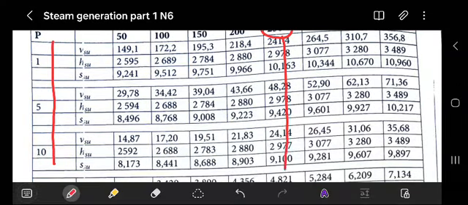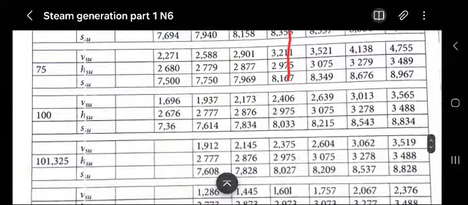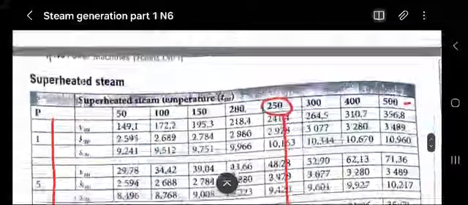We'll go like this until we reach the pressure of 100. Here is the pressure of 100. Here we have H superheated. Where the line meets will be that one. This line will meet here. That means that will be the enthalpy. Here's our enthalpy, 2976. We found that. As you can see, this is how you evaluate this thing, guys.